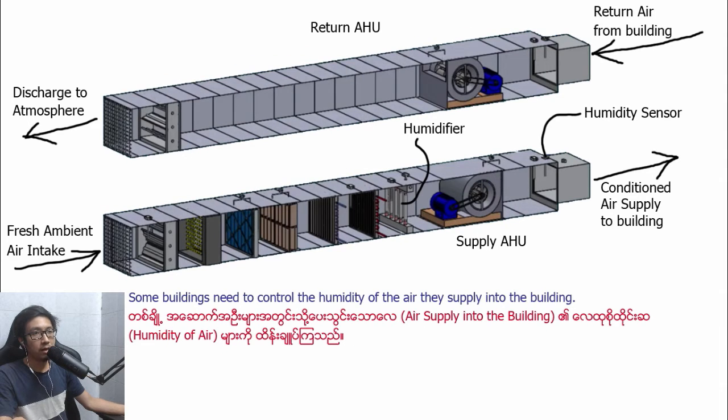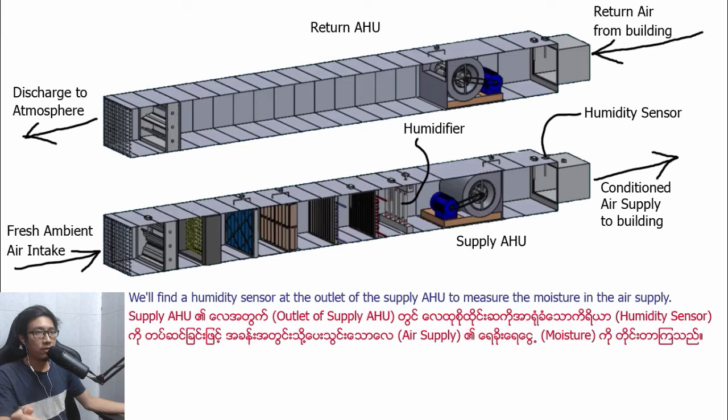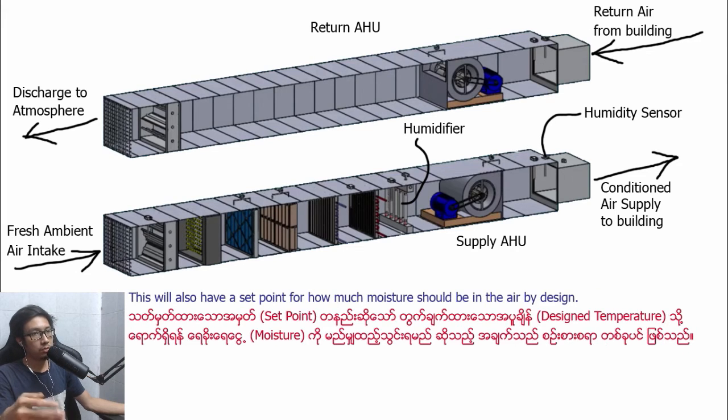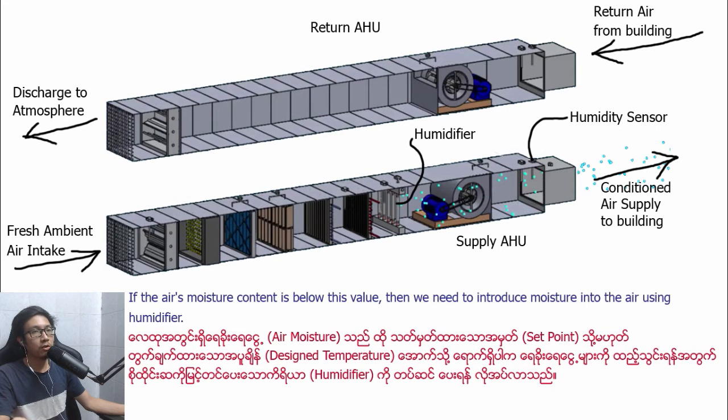Some buildings need to control the humidity of the air they supply into the building. We will find a humidity sensor at the outlet of the supply AHU to measure the moisture in the air supply. This will also have a set point for how much moisture should be in the air by design. If the air moisture content is below this value, then we need to introduce moisture into the air using a humidifier.